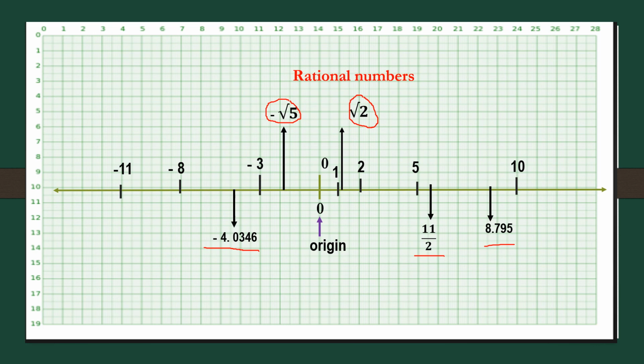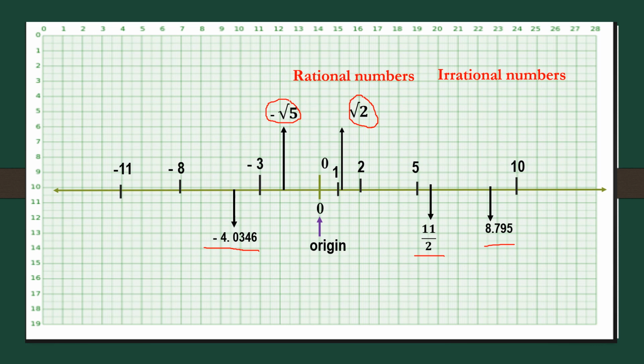And such numbers, they are all called by a name. What is it? They are all known as irrational numbers. What are irrational? Simply not rational. That's all. Okay, children? All rational numbers can be expressed in the form p by q, I told you.